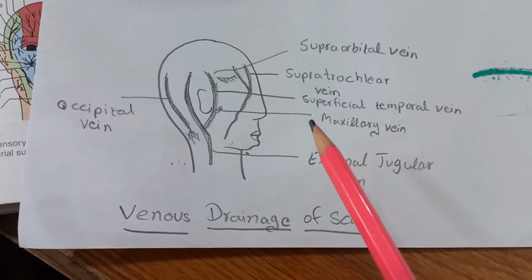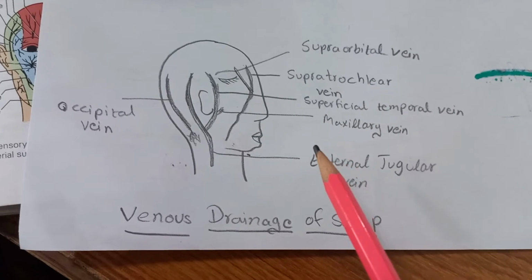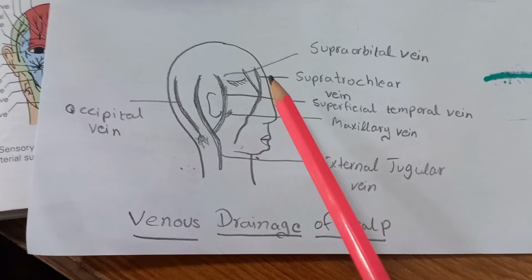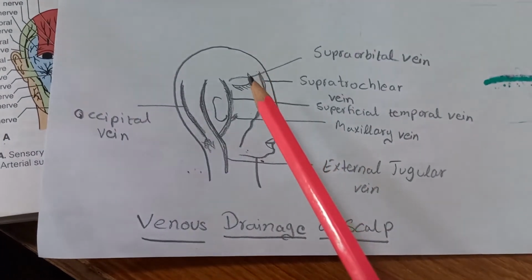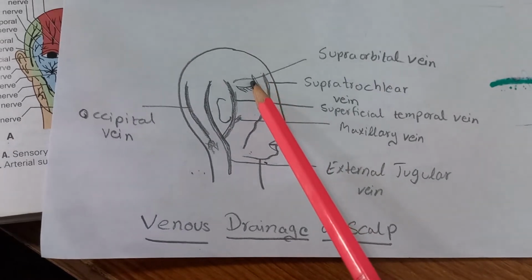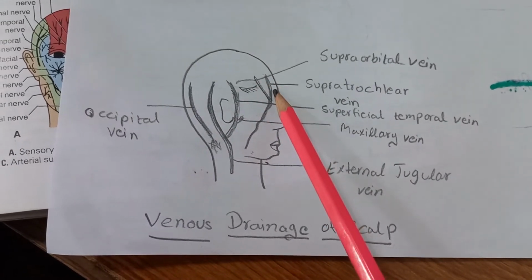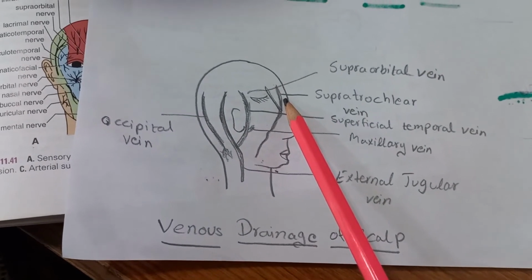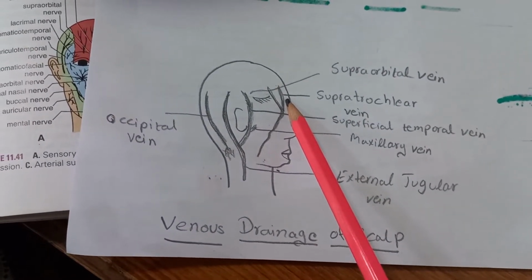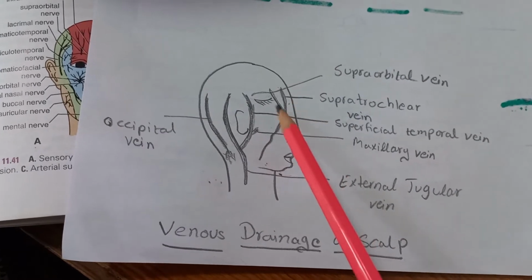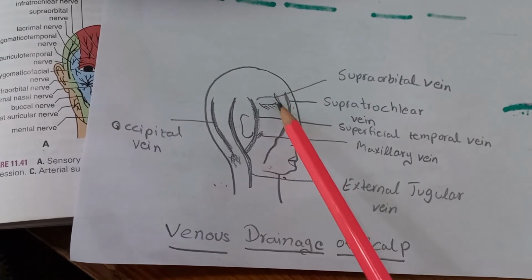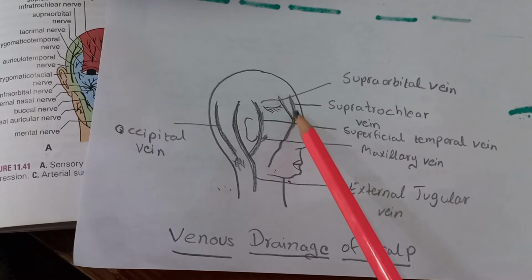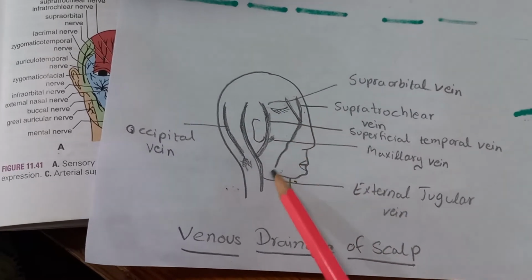So first of all, let us discuss the supratrochlear and supraorbital veins. This is the supraorbital vein, and this is the supratrochlear vein. Both these veins unite at the medial margin of the orbit to form the facial vein. So both these veins unite at the medial margin of the eye to form the facial vein.